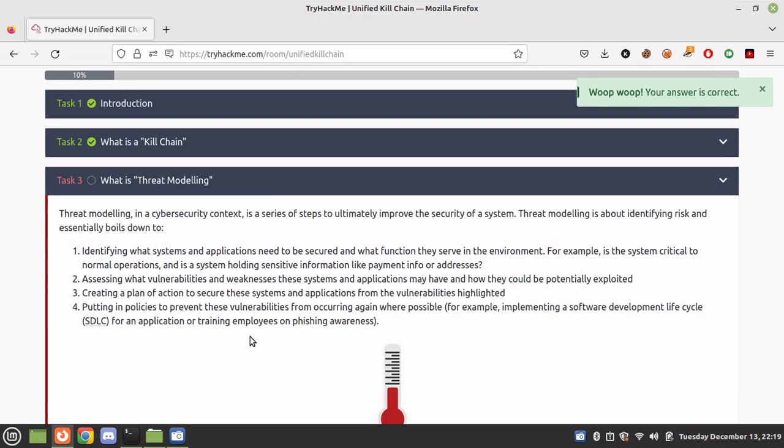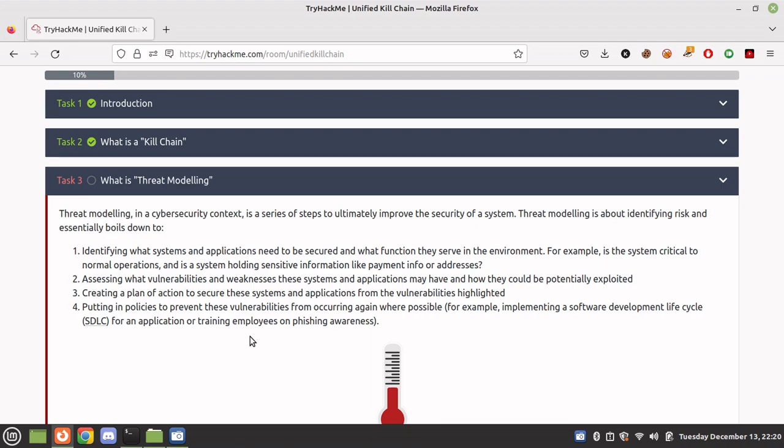So now we are in threat modeling. Now, threat modeling is a very important concept. Threat modeling in a cybersecurity context is a series of steps to ultimately improve the security of a system. It's very important that your system is updated to face the real threats.